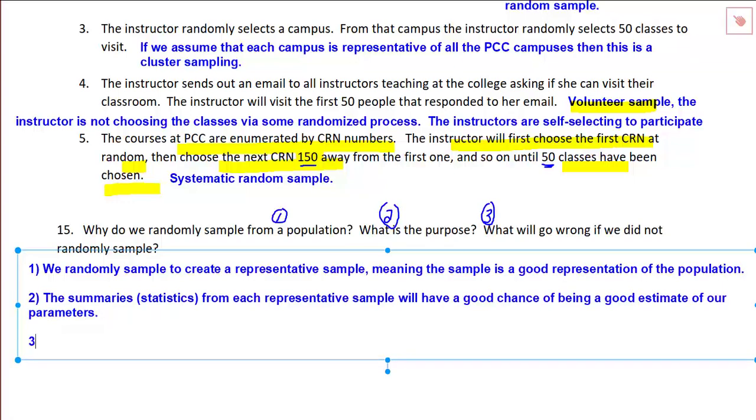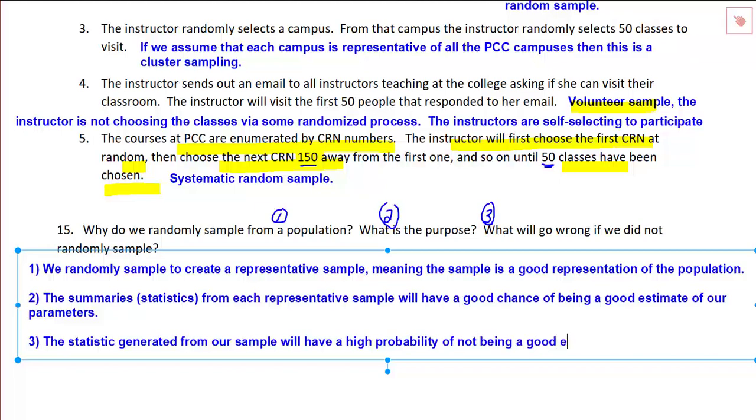What about number 3? What will go wrong if we do not randomly sample? So back to the statistic. The statistic generated from our sample will have a high probability of not being a good estimate of the parameter. Okay, so if it's not representative, then again, we're not going to get a good estimate, and that's the purpose behind it. I'm going to ask one more thing.